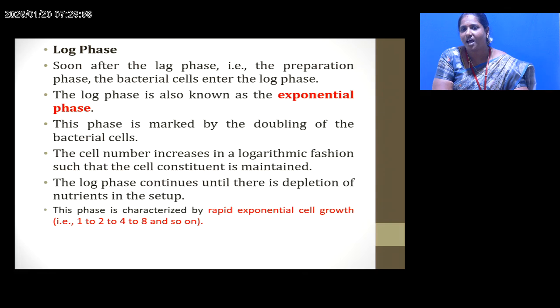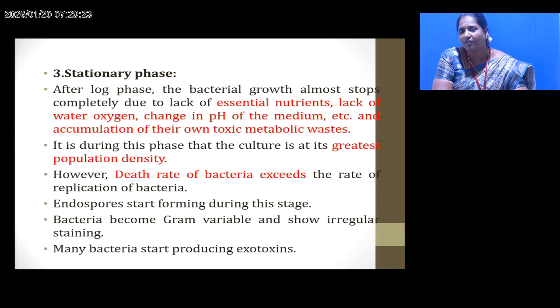Second phase is log phase, otherwise called exponential phase. This phase is marked by doubling of the bacterial cells. The cell number increases in a logarithmic fashion such that the cell constitution is maintained. The log phase continues until there is a depletion of nutrients in the setup. It is a period of rapid exponential cell growth.